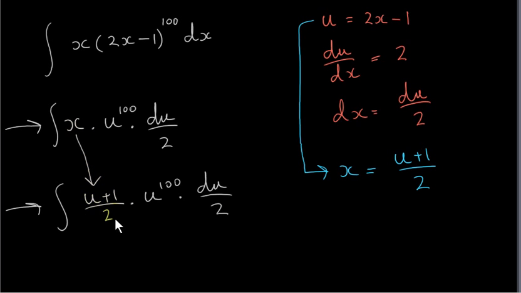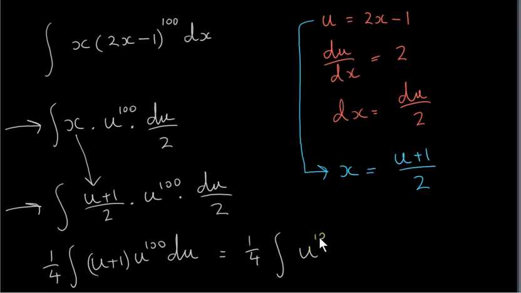Now, you see here we have a factor of a half appearing here, and another factor of a half. That's a quarter. We take the quarter out, and we're integrating (u plus 1) times u to the power of 100 with respect to u. Now this integral is still doable because we can multiply u to the power of 100 by u to get u to the power of 101, and u to the power of 100 times 1 is just u to the power of 100.